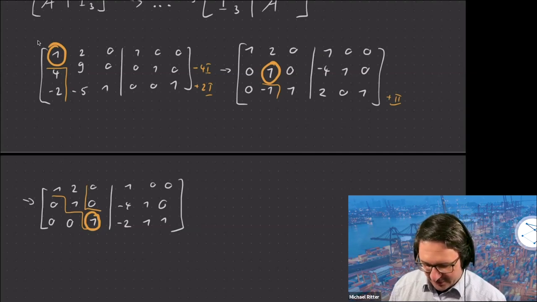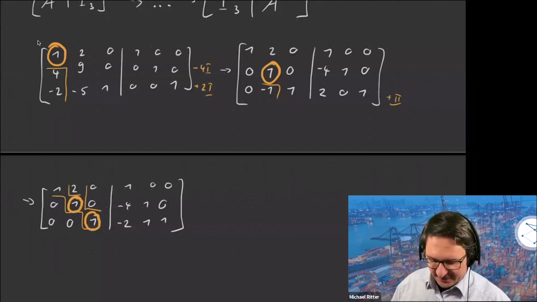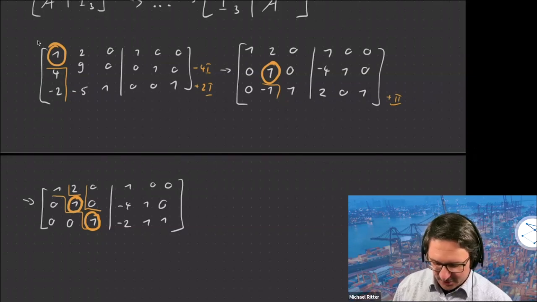That means we can go right to the next step, which would be to use this as our pivot element, and then reduce all the entries above that to 0. So this 2 here, that has to go. And we would obtain that by simply subtracting 2 times the second row from the first one.